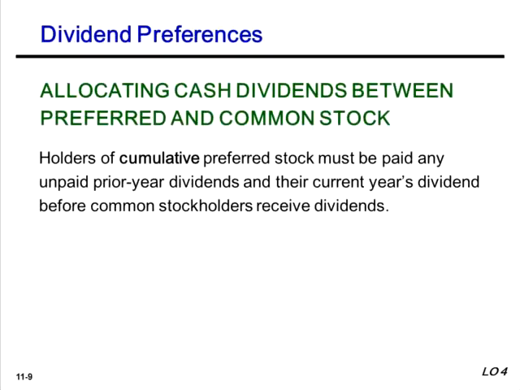And this is just a reiteration of what I just said, that holders of cumulative preferred stock must be paid any unpaid prior year dividends and their current year dividends before common shareholders receive dividends. And I want to point out that, for the most part, they only get their current dividends.